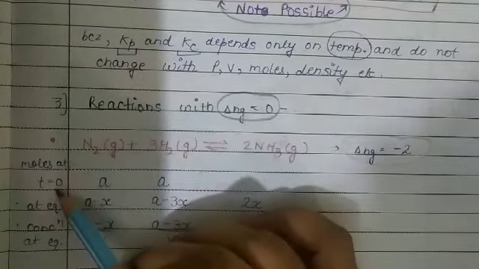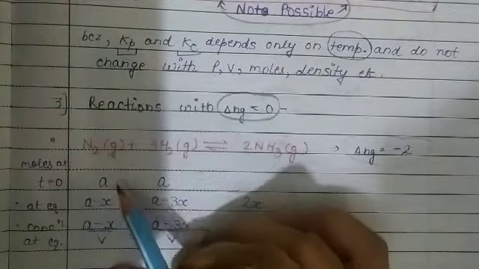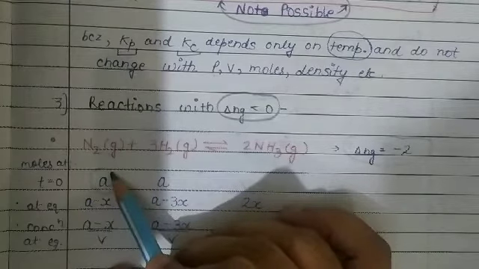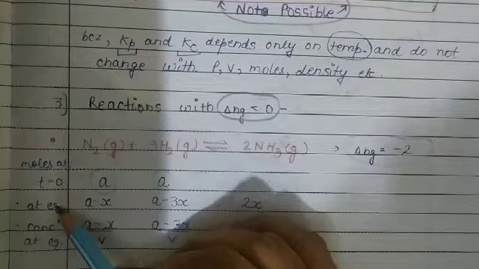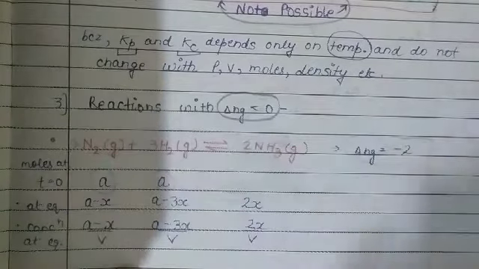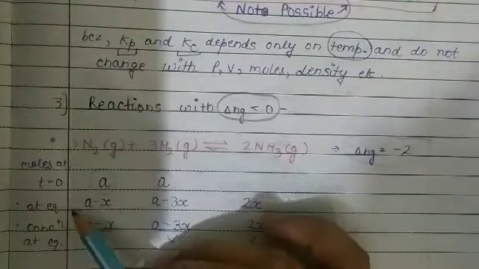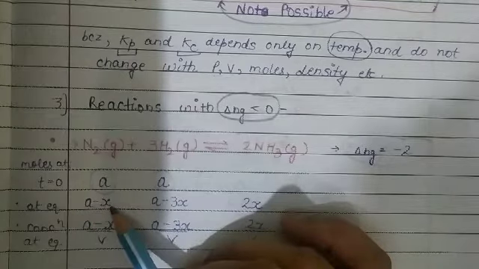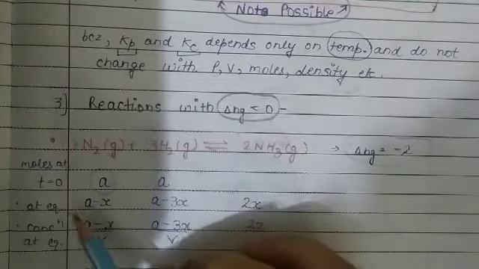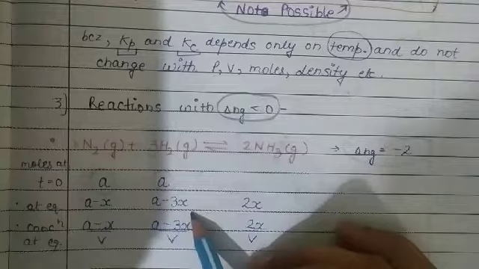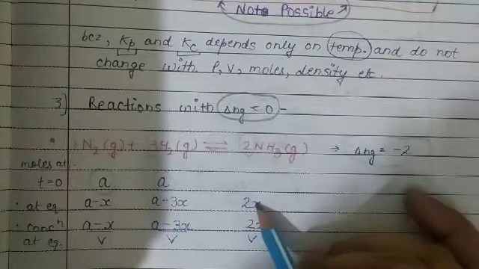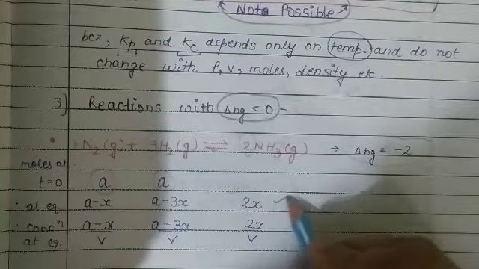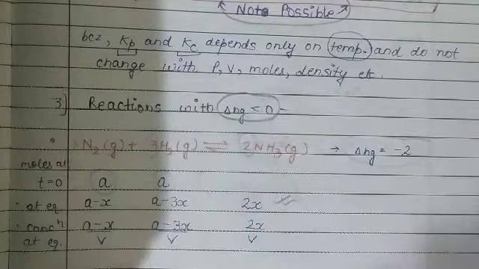Moles at T equal to 0. At T equal to 0, we take A moles initially for nitrogen and A moles of hydrogen. At equilibrium, as the coefficient is 1, it will be A minus X. As the coefficient is 3, at equilibrium it will be A minus 3X. As the coefficient is 2, it will be 2X. Now we have the moles of each gas at equilibrium.